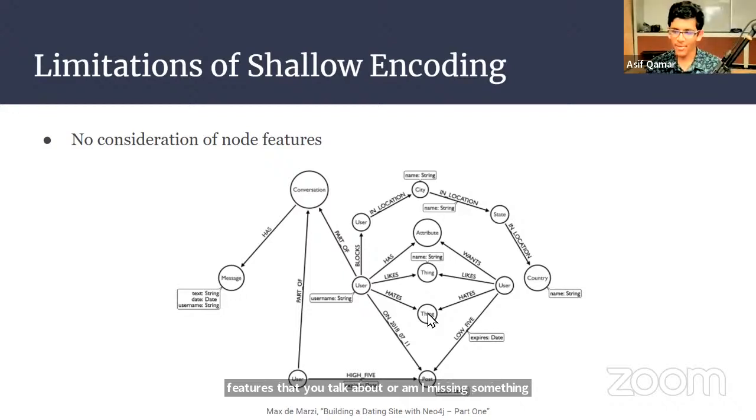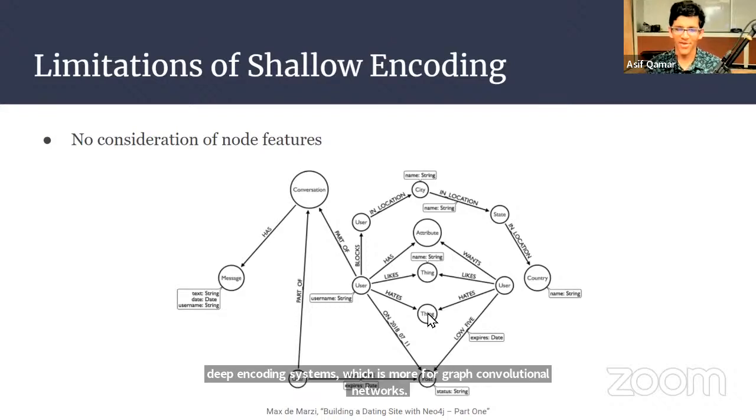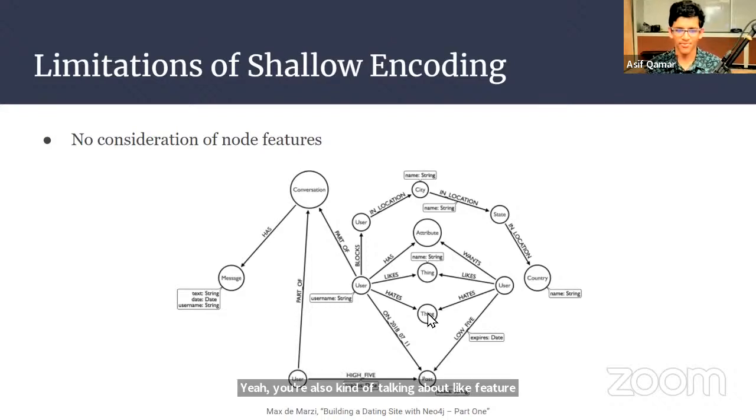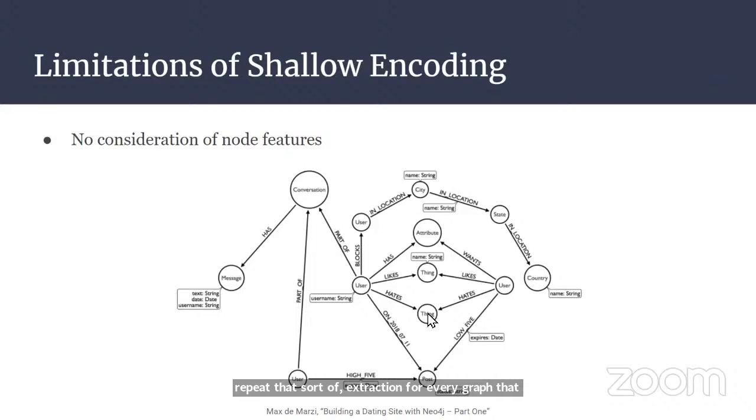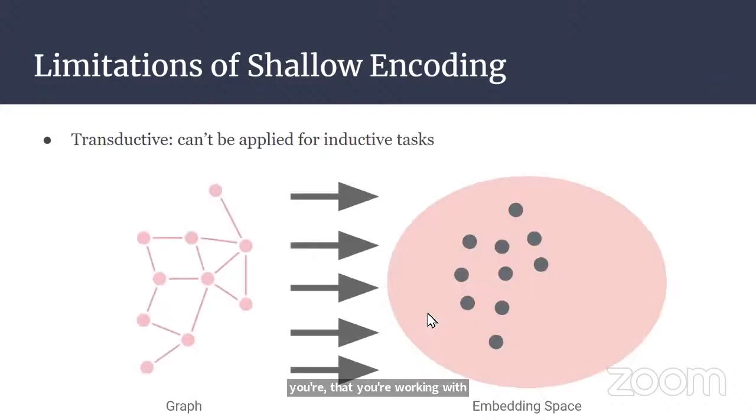What you're talking about is more seen in deep encoding systems, which is more for graph convolutional networks. You're also kind of talking about feature engineering that combines random walks, which is a strategy, but again, it's not replicable. You could do it for a given graph, but you would have to repeat that sort of extraction for every graph that you're working with. I see. Okay. Yeah. Thank you.